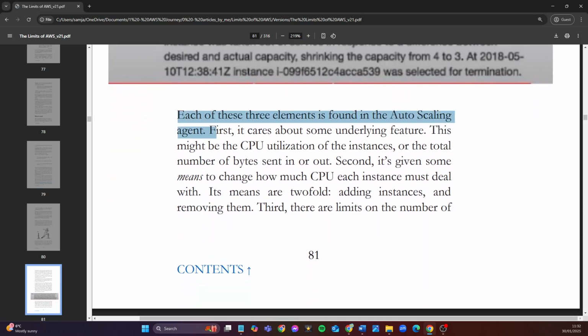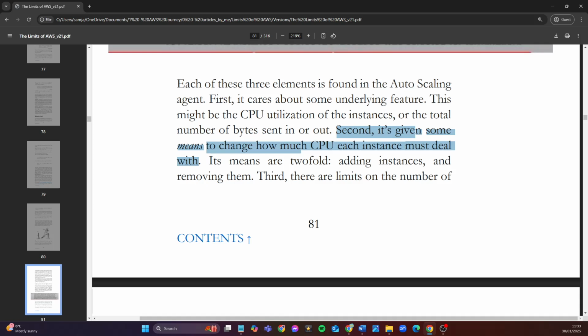And each of these three elements is found in an autoscaling agent. First, it cares about some underlying feature. This might be the CPU utilization of the instances or the total number of bytes sent in or out. Second, it is given some means to achieve how much CPU each instance must deal with. But in this situation, its means are twofold: adding instances and removing them.